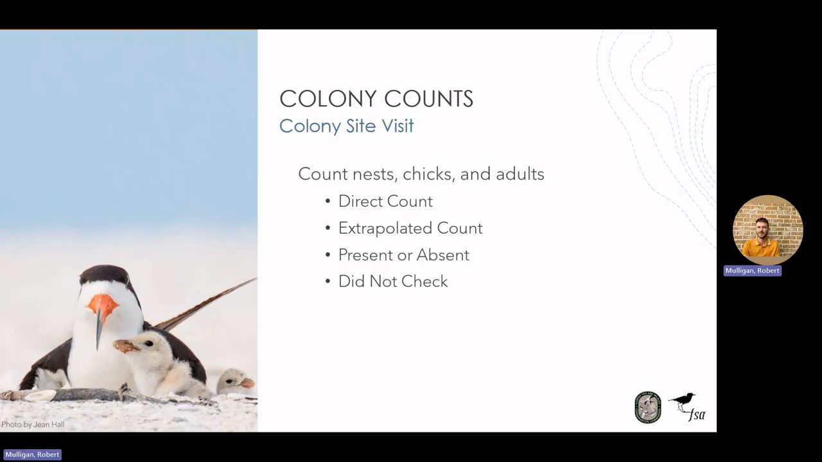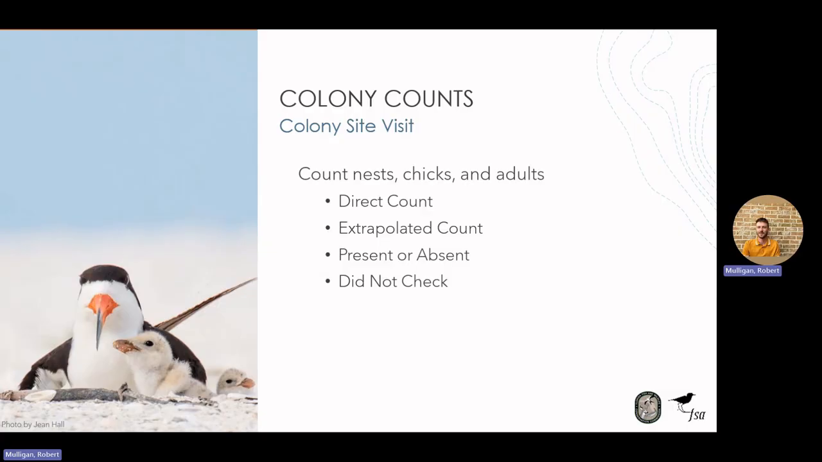It is important while counting colonies that you stay back a safe distance from the birds. You should be far enough away from the colony that the birds are not flushing or moving in response to your presence. When counting seabirds, we ask that you report the count type because it lets us know how you counted the birds, which gives us a sense of the accuracy for those numbers.